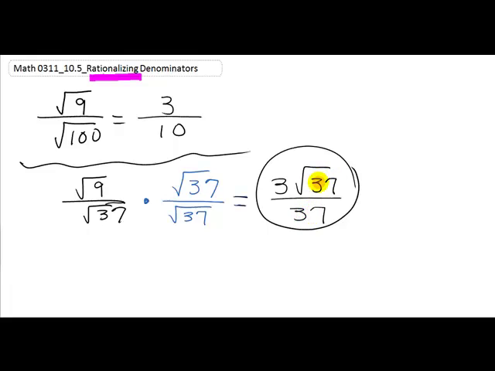So you just want to keep that in mind. What's under the radical is a much smaller number than what we have here. If you think about it, this is very close to 36, and the square root of 36 would be 6, which is a much smaller number than 37. So they would not cancel each other out or simplify.